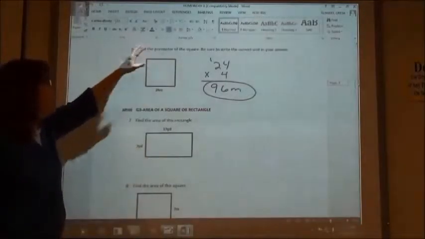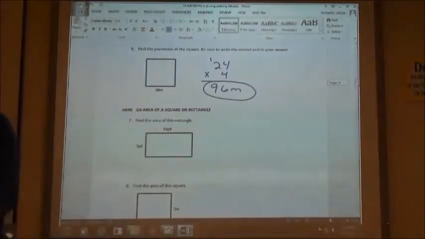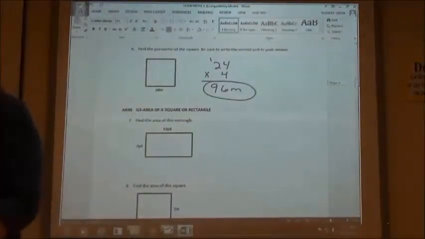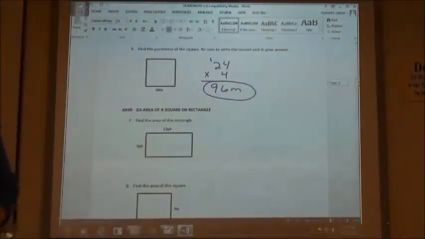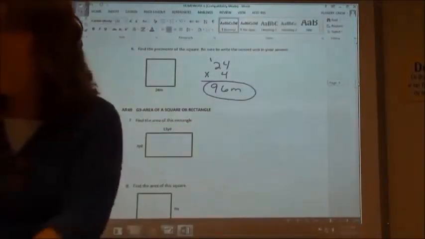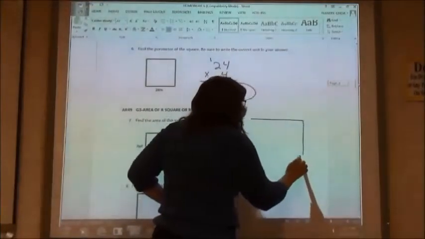Now we're going from perimeter to area. When I'm thinking about area, I'm thinking about the floor and filling it in. And how many squares of the same side does it take to fill in my floor? If you look at the floor, it looks like there's a whole bunch of little squares on there, right? So I'm going to think of a smaller rectangle first of all.